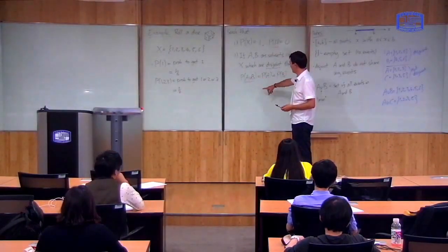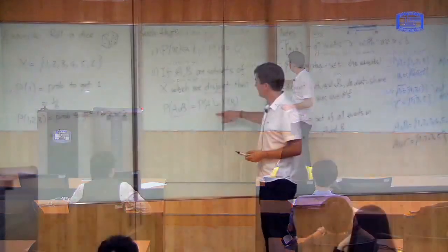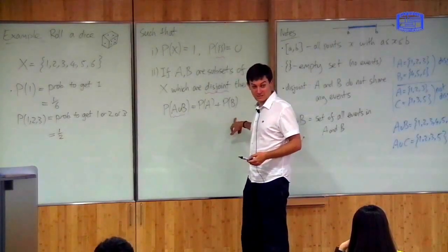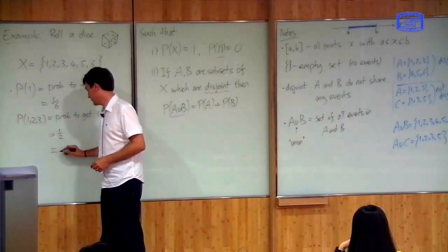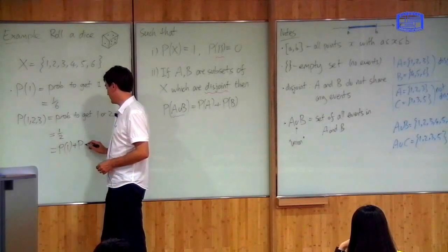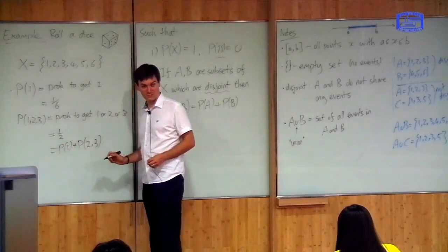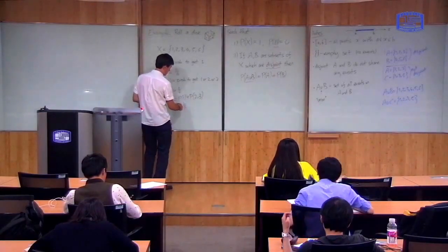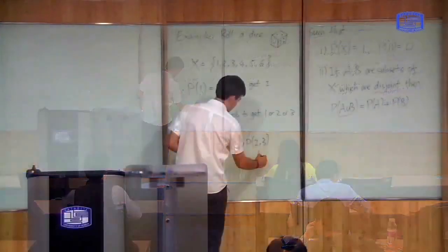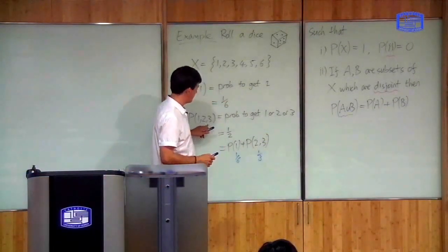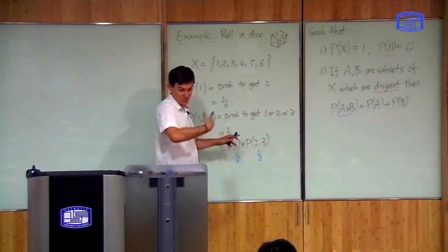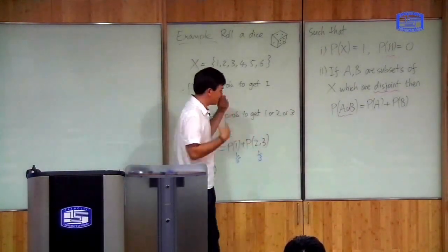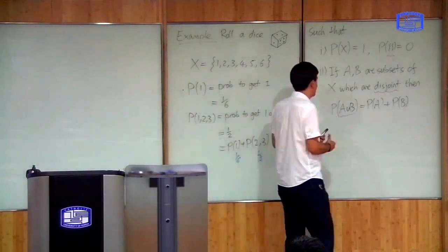Okay, and now we can apply this axiom here. If the sets are disjoint, then the probability of the combination, the union of the sets, is the sum of the probabilities. Right? So what this means is, for example, here, I can write this as the probability of getting 1 plus the probability of getting 2 or 3. The probability of getting 1 is a sixth. The probability of getting 2 or 3 is 2/6, which is a third. And the probability of getting 1 or 2 or 3 is a sixth plus a third, which is a half. So you add probabilities. The probability of A or B is the probability of A plus the probability of B. So this is the sense of this number 2 here. It's saying that you can add probabilities together.